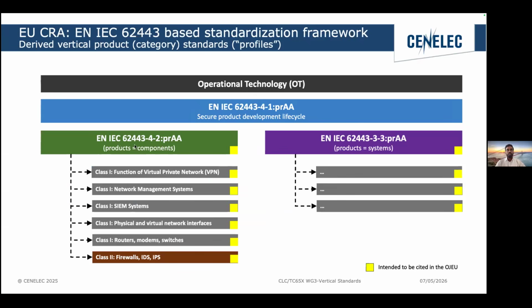And as you see, there is a 4-1 broad vertical, a 4-2 broad vertical, and then there is a list of product categories which were already under the standardization request. So you see firewalls, routers, modems, physical interfaces, SIM, network management systems, and VPN. So all will be based on this broad vertical 4-2.